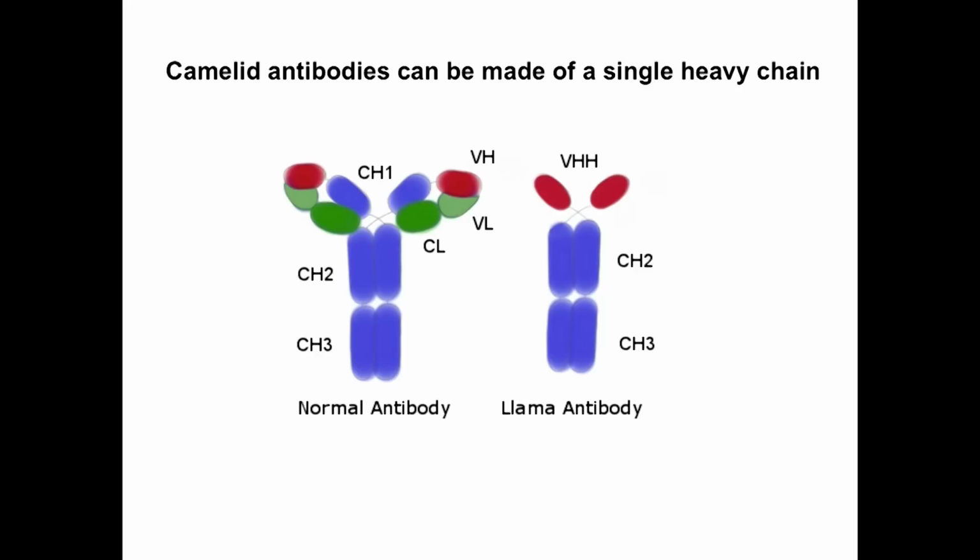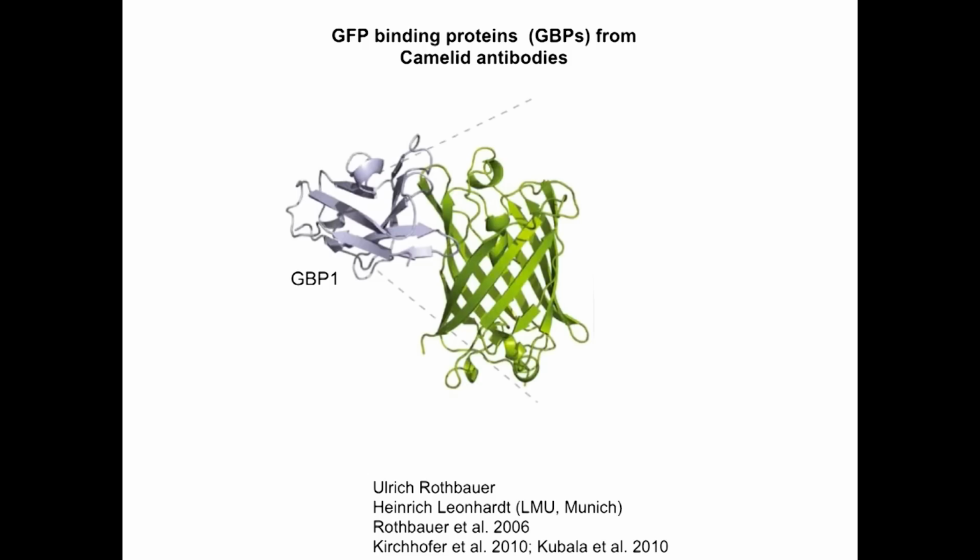Well, camelids, which are camels, alpacas, llamas, as well as cartilaginous fish, have this 4-chain arrangement, but they've evolved another arrangement, which is just heavy chains. And the marvelous thing about these is that the variable region of the heavy chain by itself will bind antigen. So you can then isolate just this domain from an immunized camelid and search for those that have the activity you want.